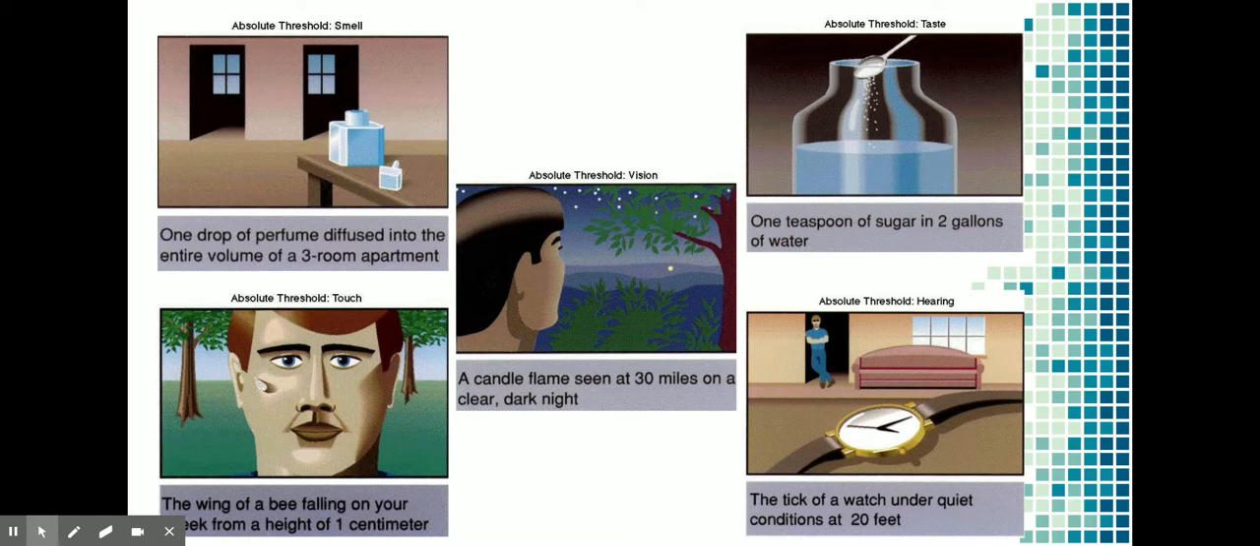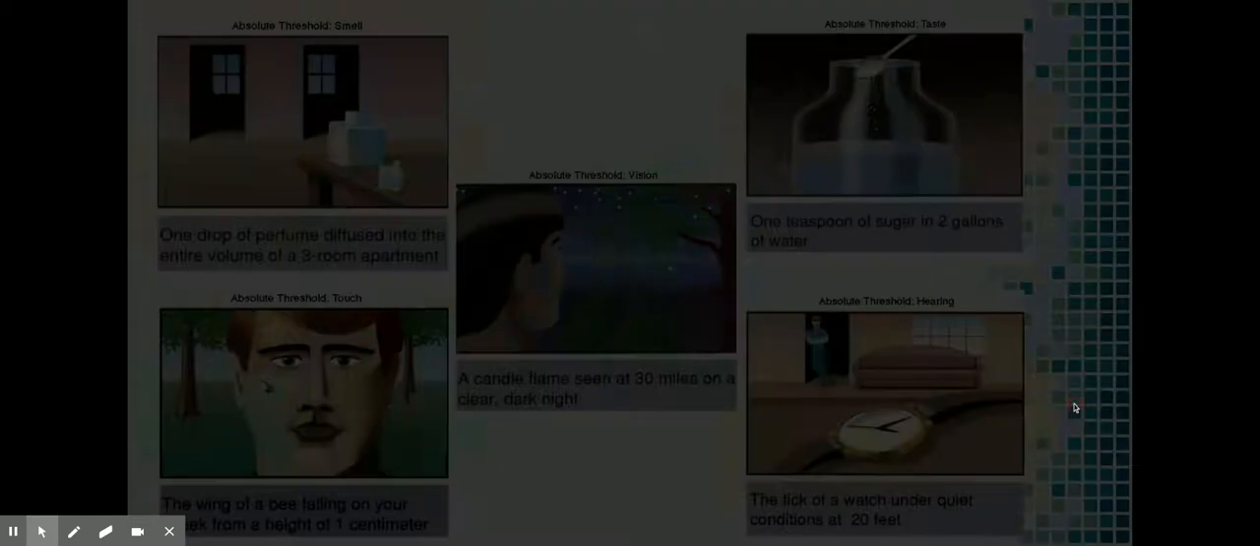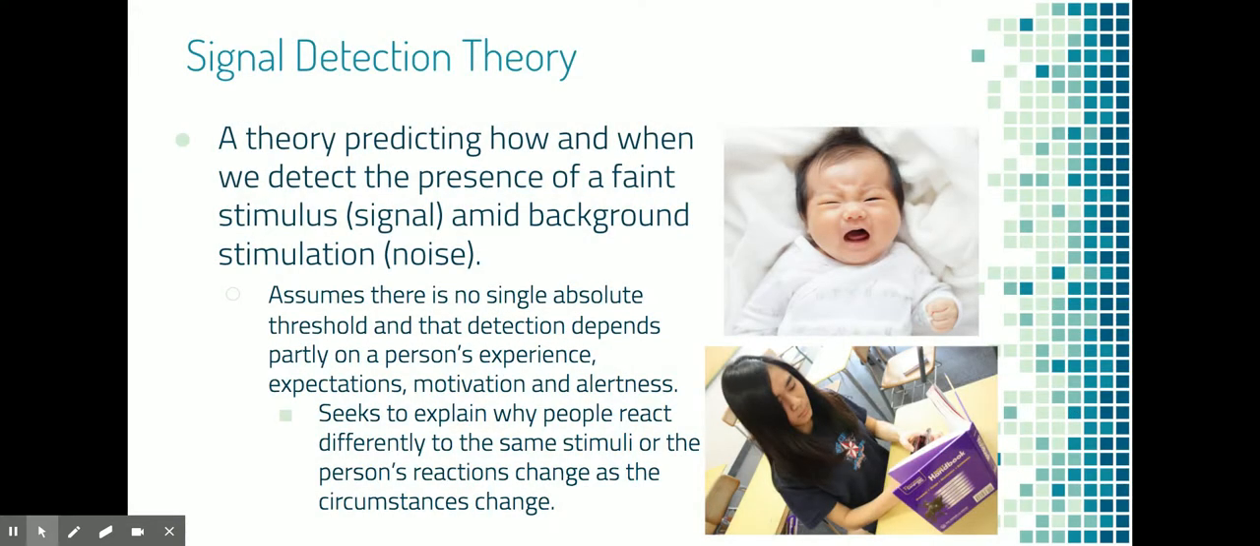Okay, that's absolute threshold. Next, signal detection theory. So this is in reaction to absolute threshold. This is a theory that predicts how and when we detect the presence of a faint stimulus, the signal, amid background stimulation or noise. The signal detection theory assumes that there is no single absolute threshold, so we can't apply those levels to everyone according to this theory.